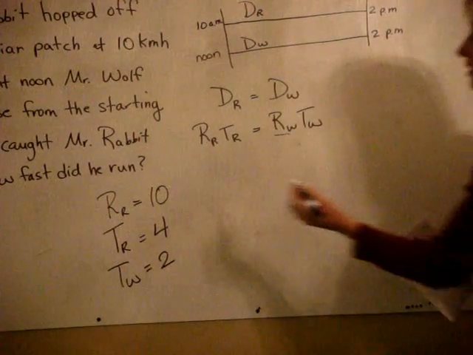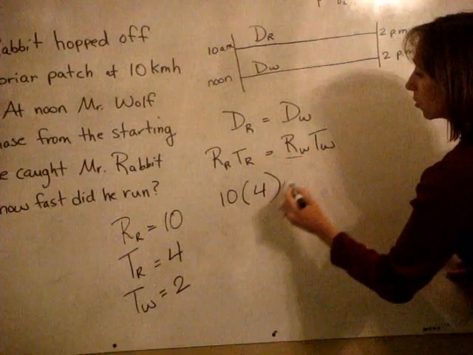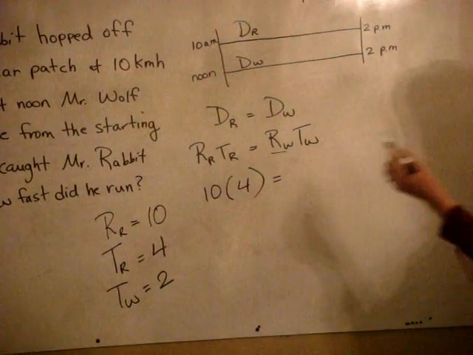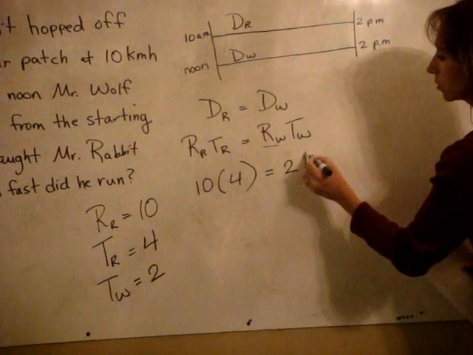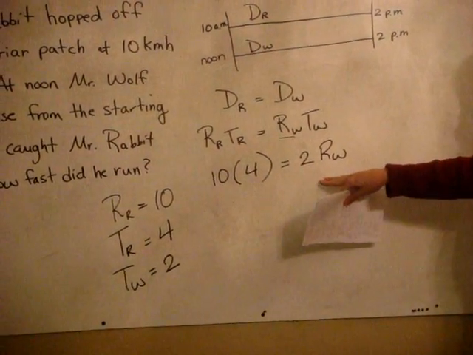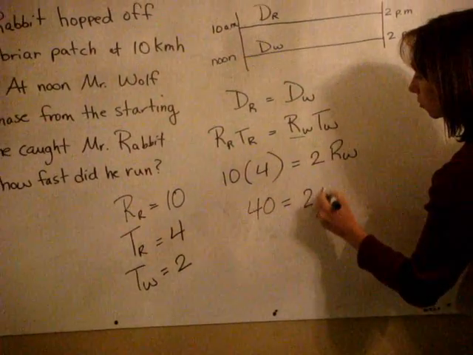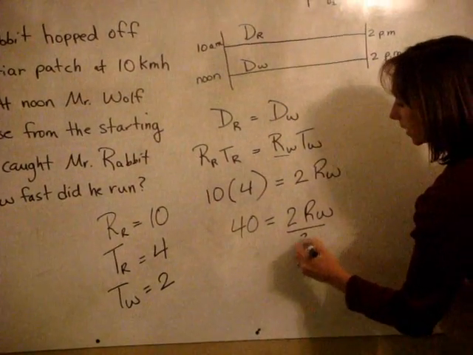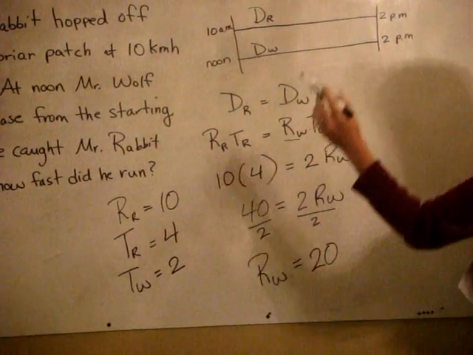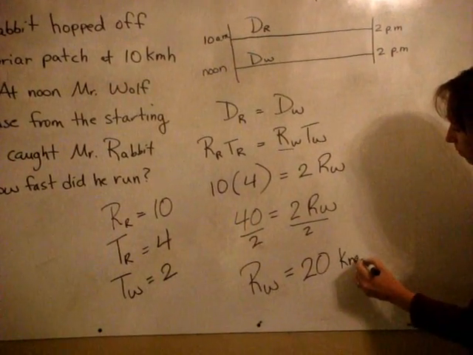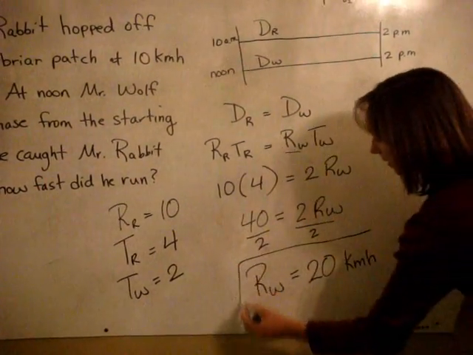We get the rate of the rabbit is 10. The time of the rabbit is 4. We don't know the rate of the wolf. We know the time of the wolf is 2, so I'm going to put that first. Time is 2 times the rate of the wolf. And all we have to do now is solve for the rate of the wolf. So that's 40 equals 2 times the rate of the wolf. Divide both sides by 2, and we're going to get the rate of the wolf equals 20, and it's in kilometers per hour. And that is your final answer.